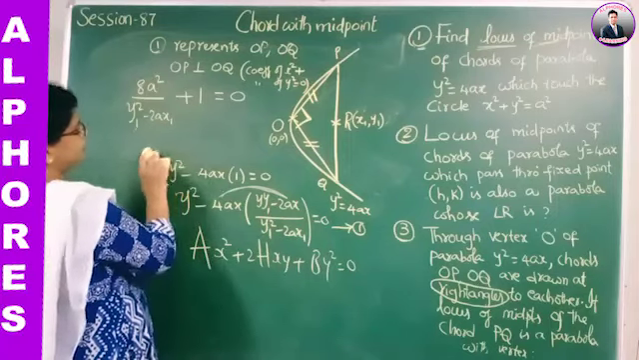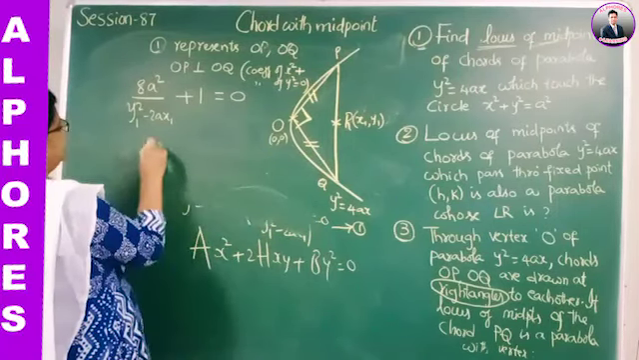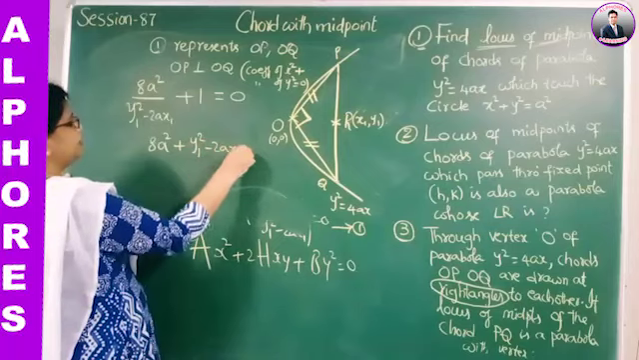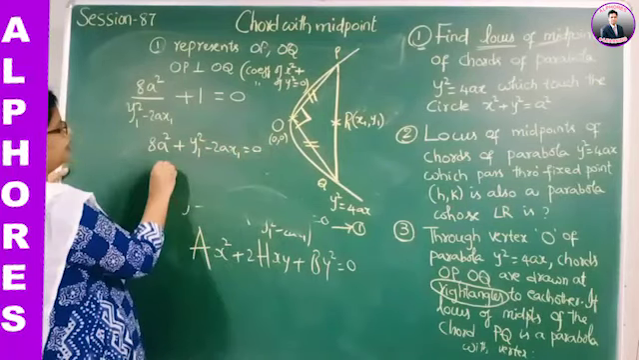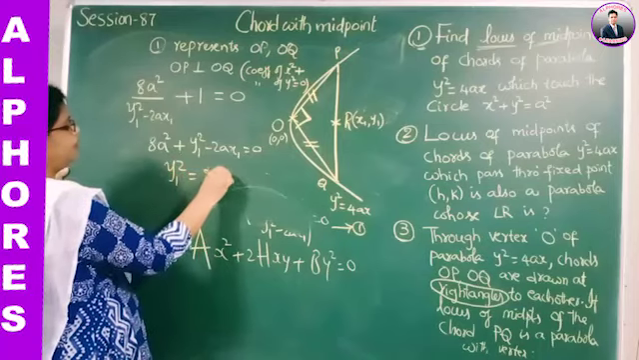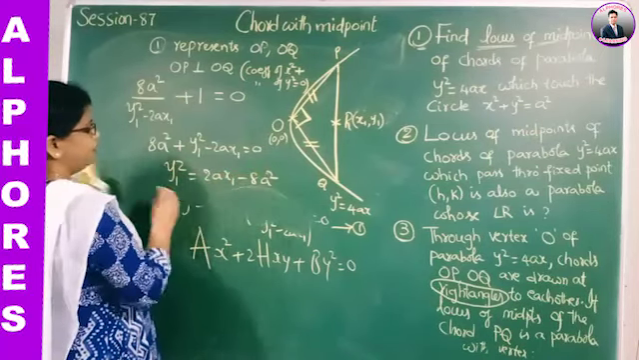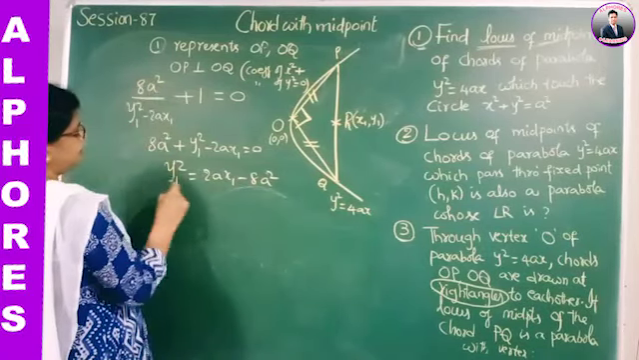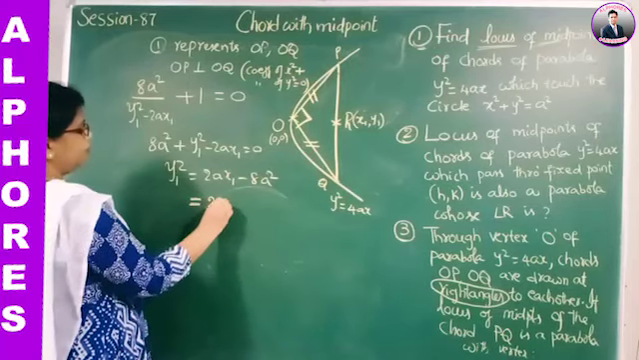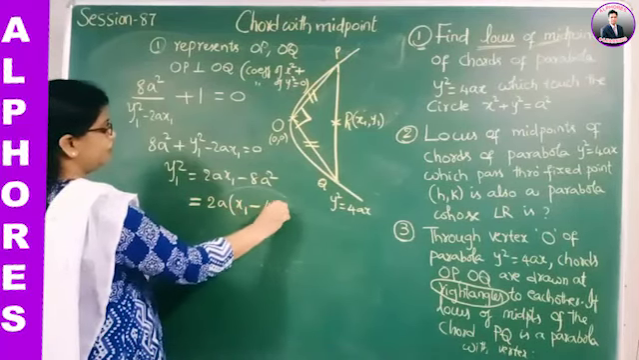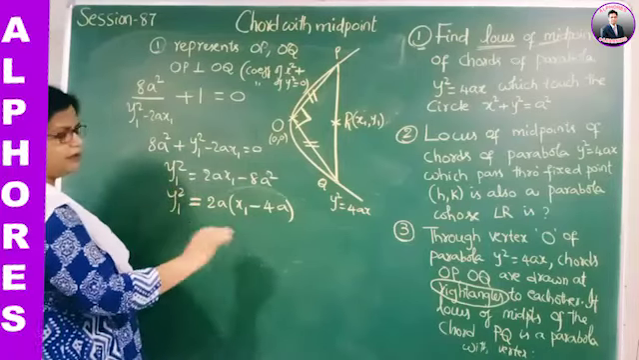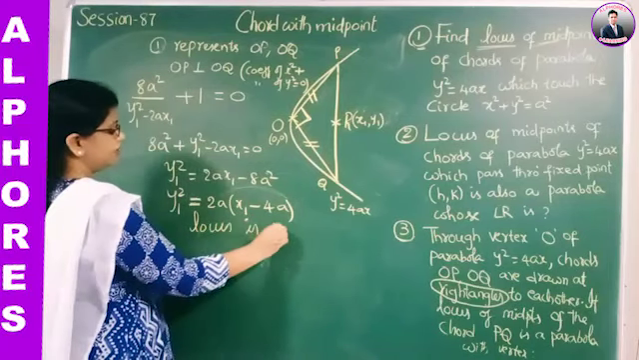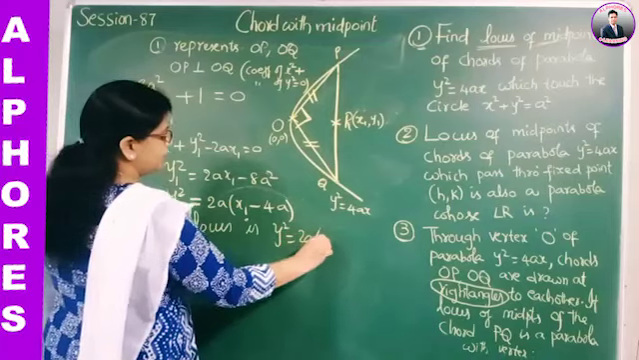Now if you take the LCM, then what will happen here? 8a square plus y1 square minus 2ax1 is 0. And we want to convert it to standard form, then y1 square equals 2ax1 minus 8a square. Now how much can we take common, because the question is what is the vertex. Therefore I want to take 2a common. So if you take 2a common, then this is x1 minus 4a. So now we got completely a parabola equation. Therefore the locus is y square equals 2a into x minus 4a.